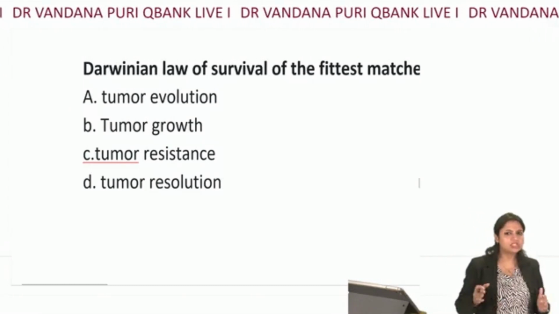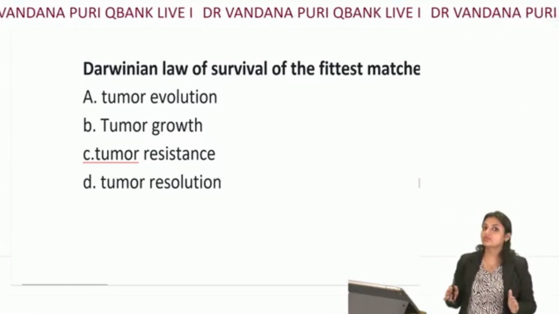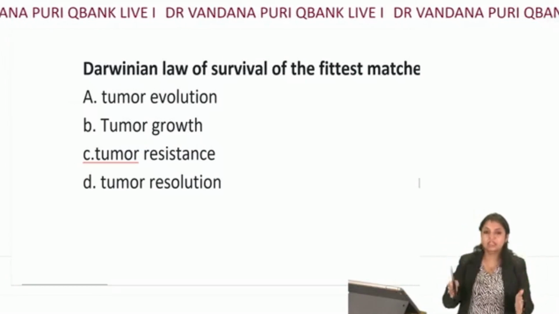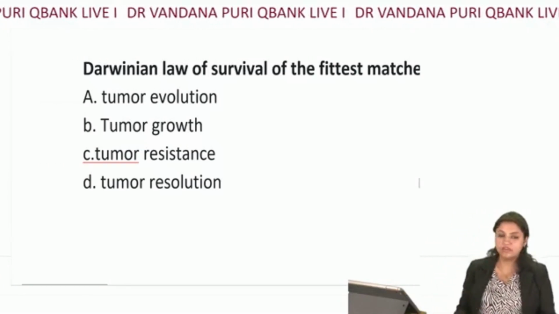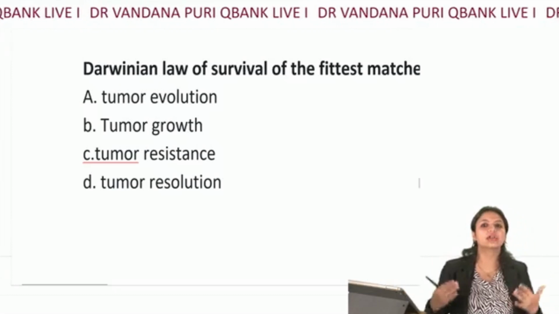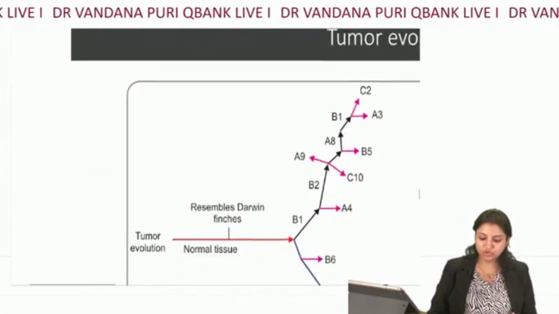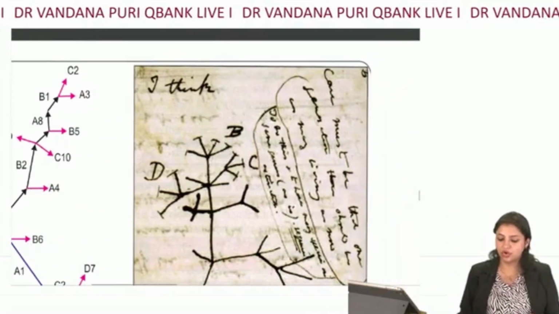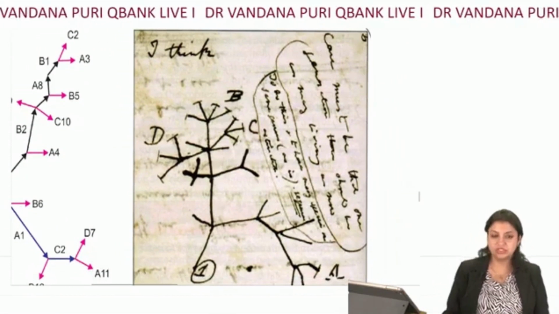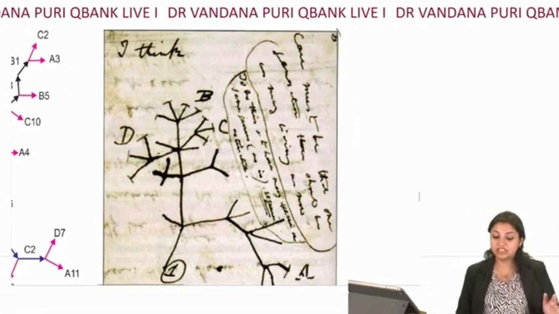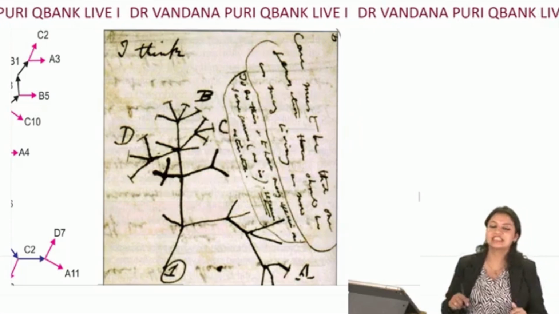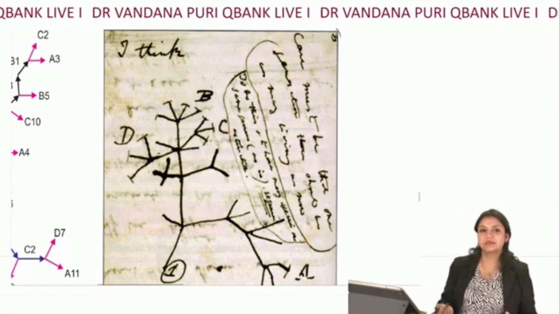What was Darwin's theory? Darwin's theory was that only the fittest will survive. So to survive, to become fit, you have to acquire new mutations. Let me show you Darwin's finches, what Darwin drew. So what did Darwin say? See, he has also written something, scribbled something.